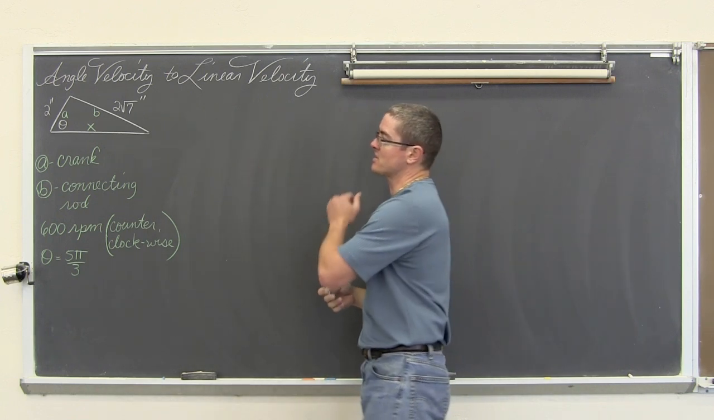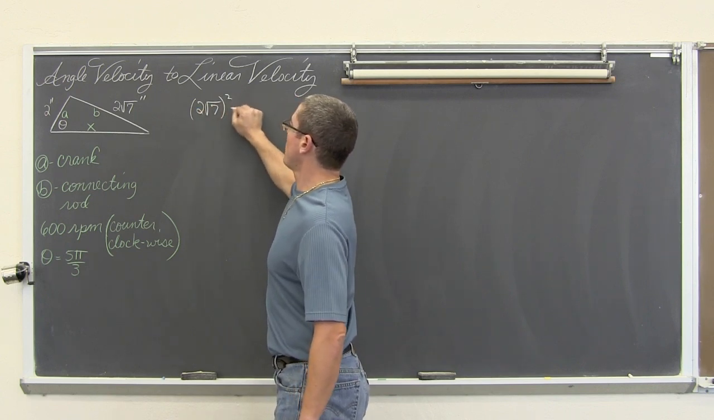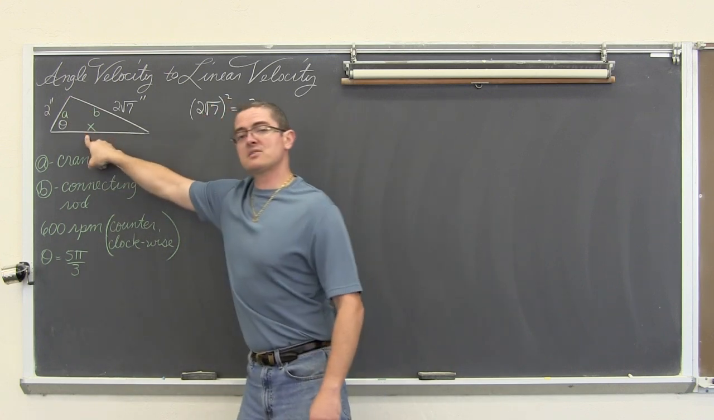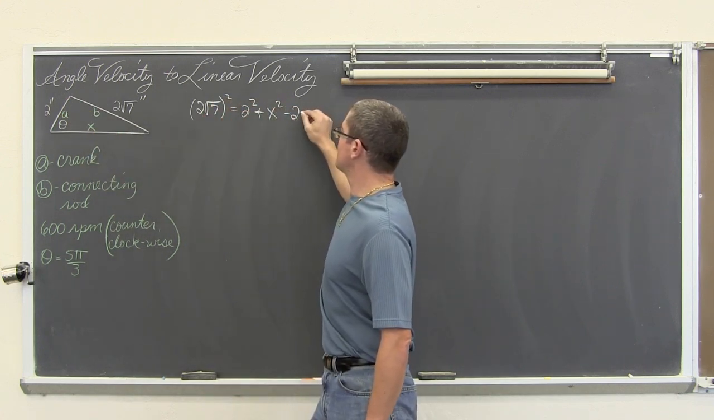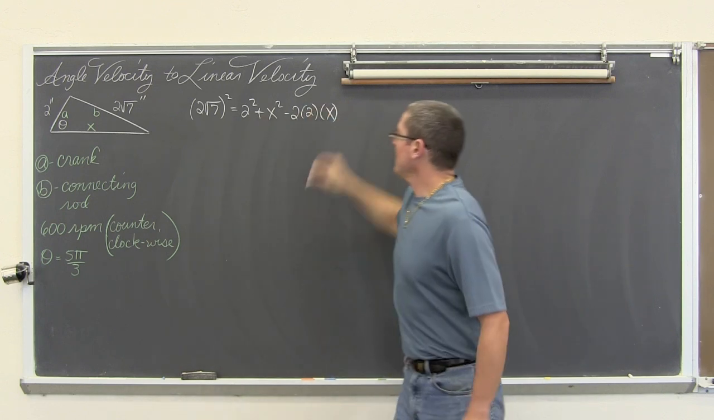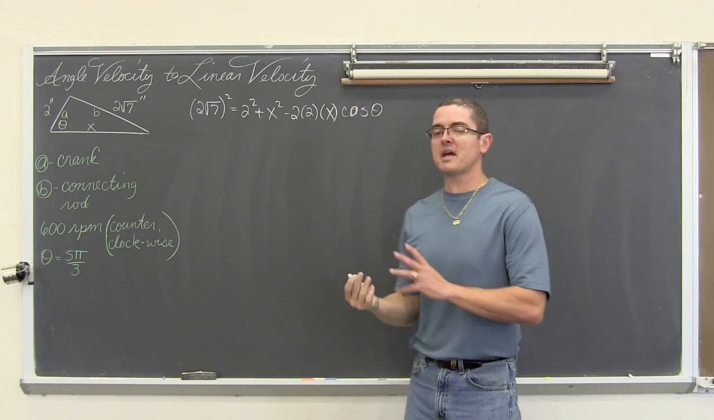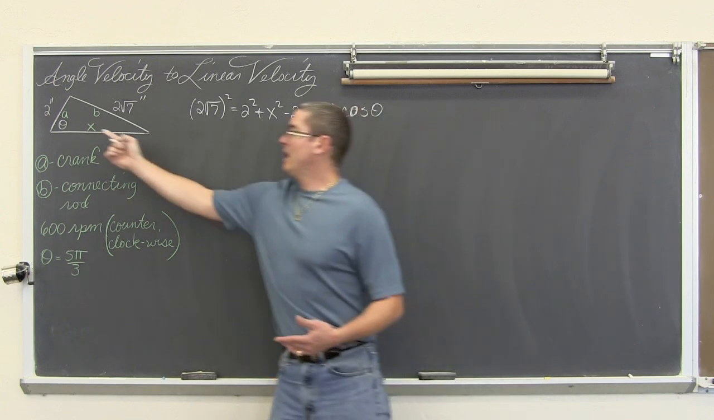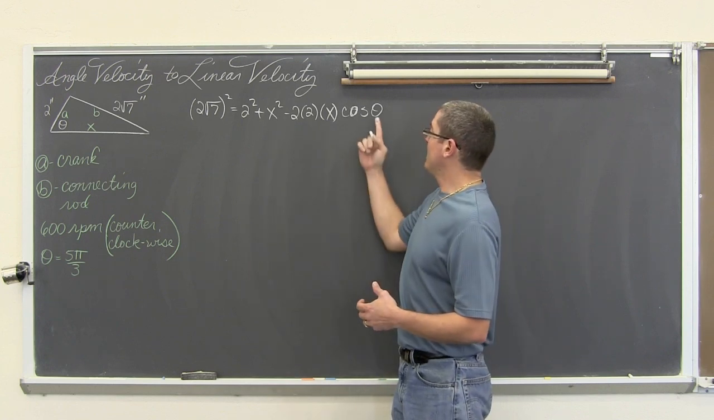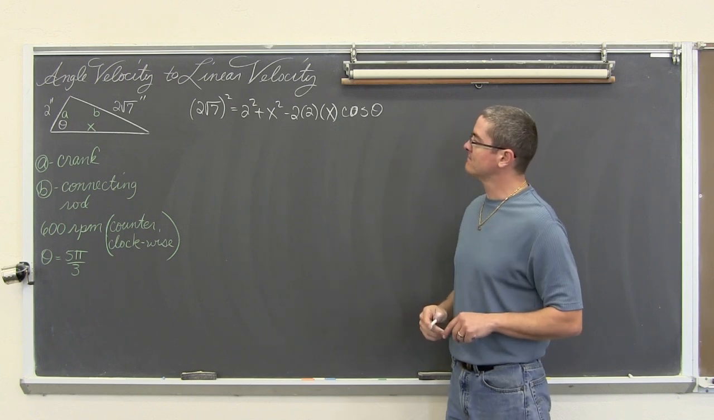So law of cosines with this is going to say that the 2 square root of 7 squared is equal to 2 squared plus x squared minus 2 times 2 x times the cosine of theta. So we have a function that puts together all the variables of interest for the problem, x and theta. X is going to become the actual linear speed of the piston, and theta is going to be the 5 pi over 3 radians of rotation we have with the problem.